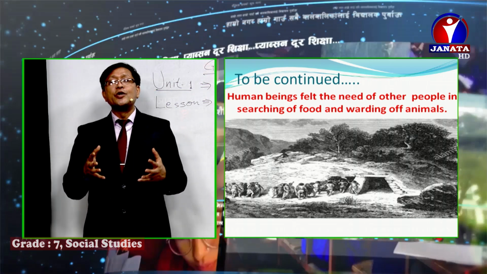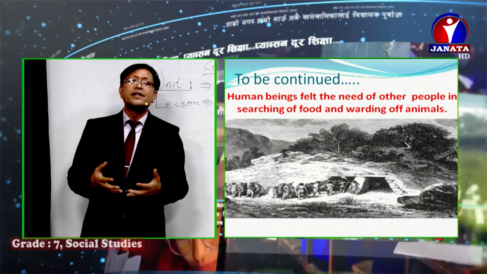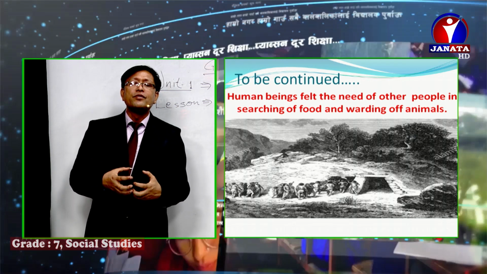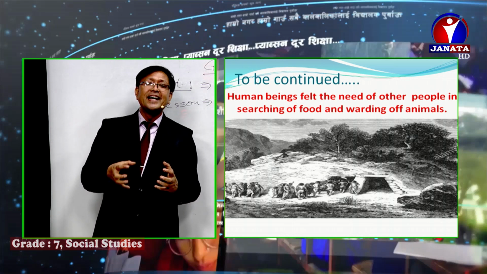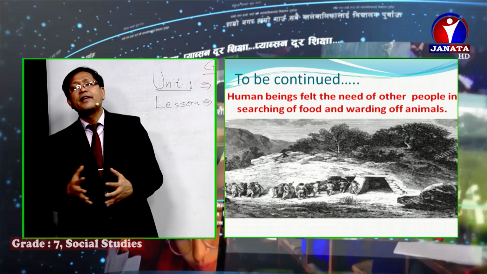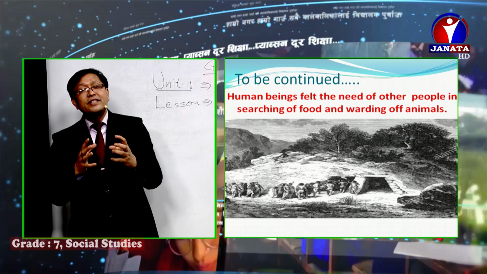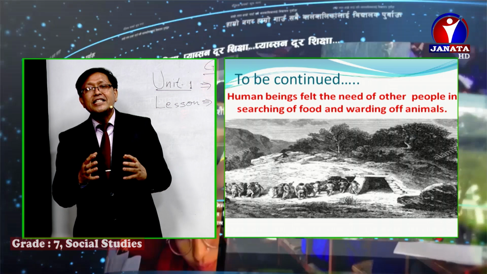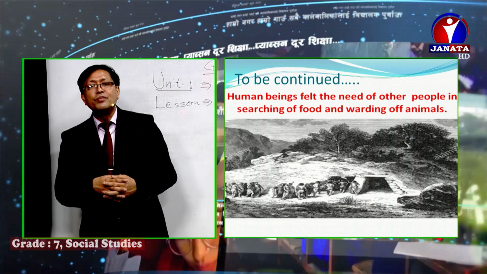And slowly, they realized the importance of other people's need. So they started living in a group. Reason what? Reason is to hunt the animals in a group, and then after to protect themselves from the threat of the animal. So they started living in the group. Now see, look at here. Now you can see slowly the sense of society started developing in human beings.